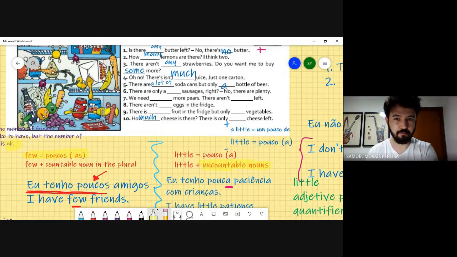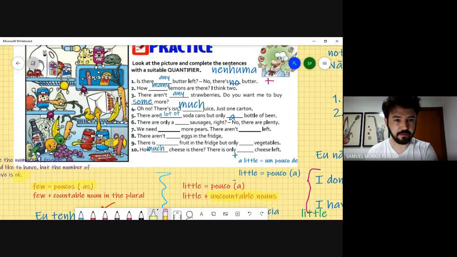This is the bottle of beer. Porque não tem nenhuma bottle of beer aqui para cima, tá vendo? As outras são latas e são de soda, como foi dito aqui, ó, soda cans, ok? E é isso, ok? Moving on, number 6.